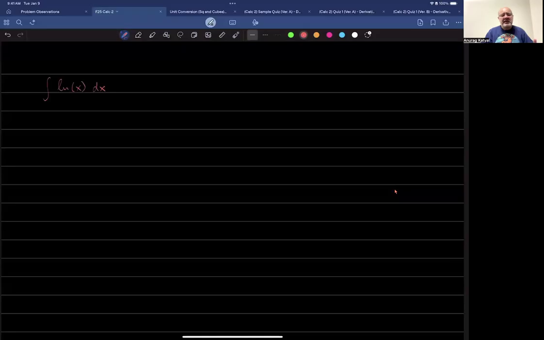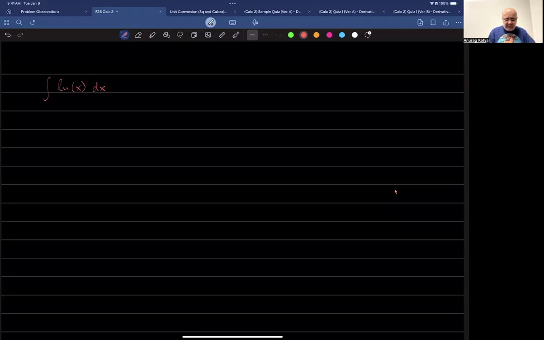Oftentimes, a mistake that students make is saying 1 over x. 1 over x is the derivative of ln x, not the antiderivative. Antiderivative would be the thing that you integrate, or, well, antiderivative is the integral. So it's not a product, so we cannot do reverse chain rule. But ln x is one of those exceptional things that you just memorize that, hey, this is going to be a parts problem. So ln x classically is solved by integration by parts.